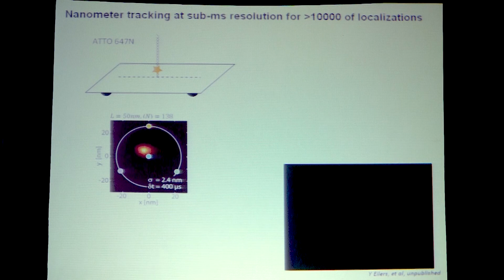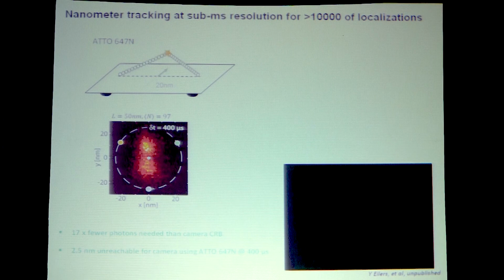The next thing we did is we allowed the fluorescent molecule to move, by putting it on a DNA bridge. And then, of course, this is seen in the distributions of localizations. You see it's now spread out. But that's not an uncertain thing.